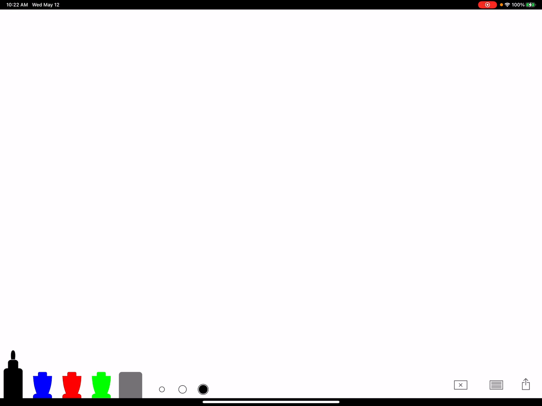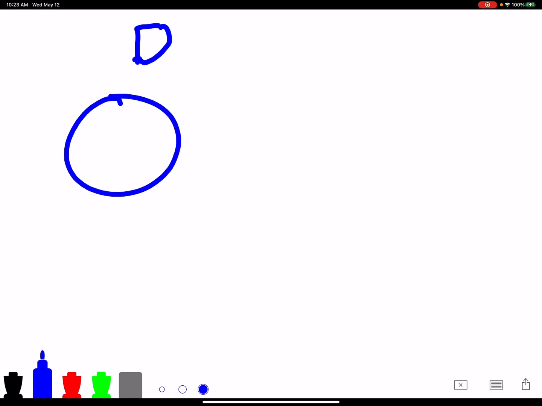So if we have this shape, it kind of looks like a D, but let me make that a little bit better for you guys. Like a nice curve. And then we have a circle. It wants us to visualize how many of this shape can fit into this shape.